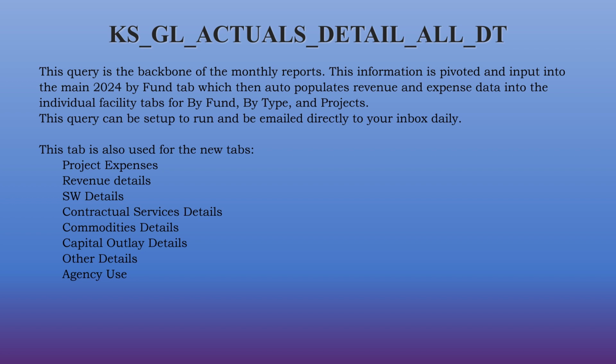And so for the financial report, I'll run it, and then I can pivot to that information to pull out expenses according to account codes, departments, just anything I want. So I use it for the project expenses, revenue details, salaries and wage details, contractual services, commodity details, capital outlay, even agency use. I'll go into more information later on how to actually use what is in this query.